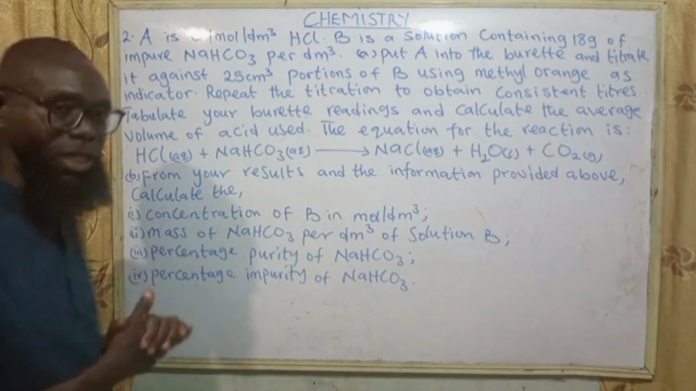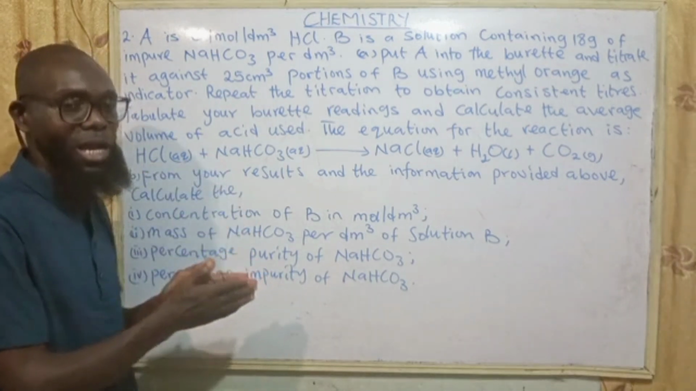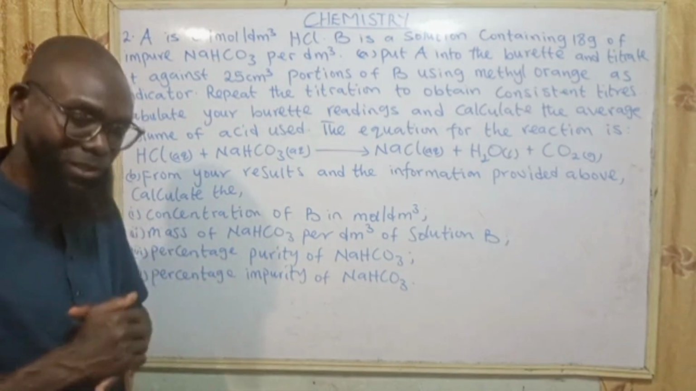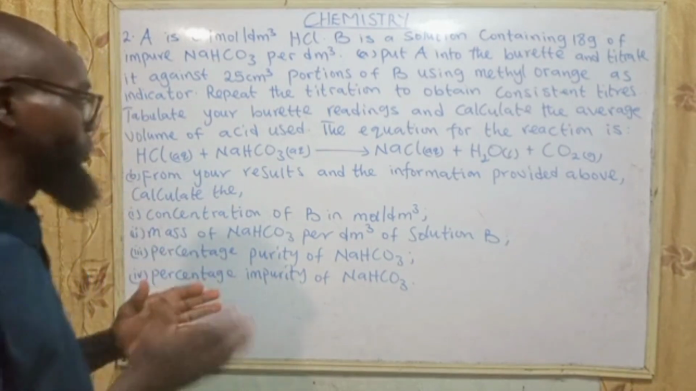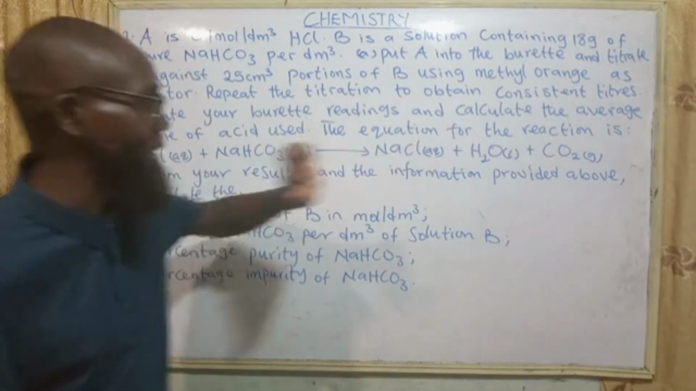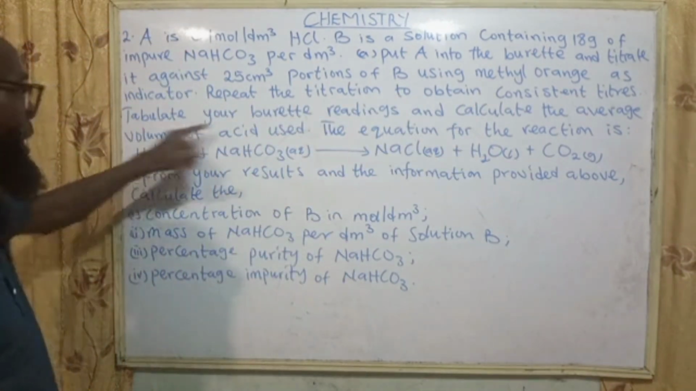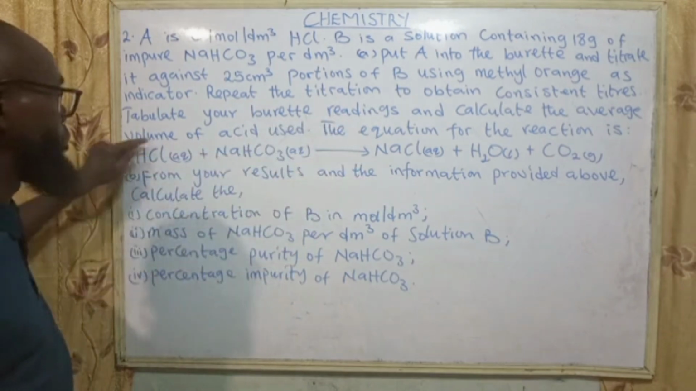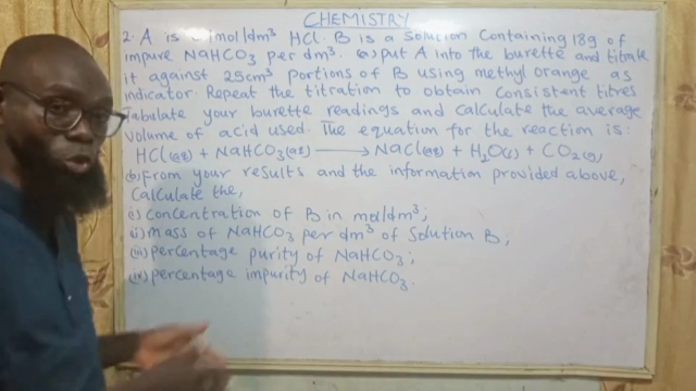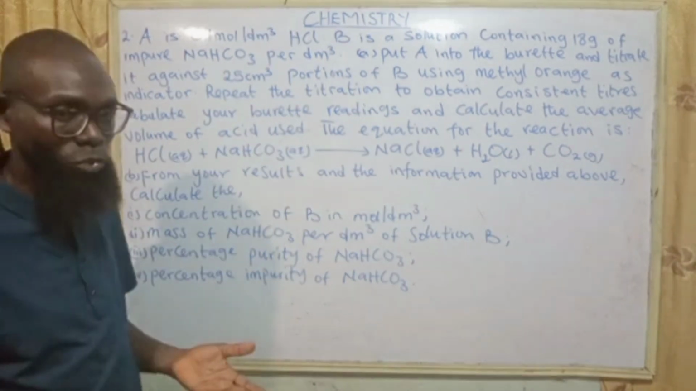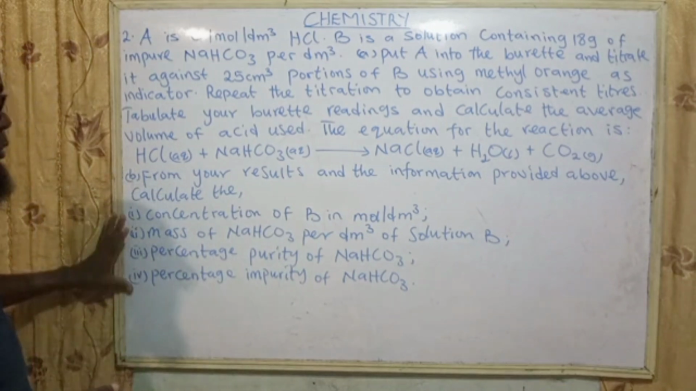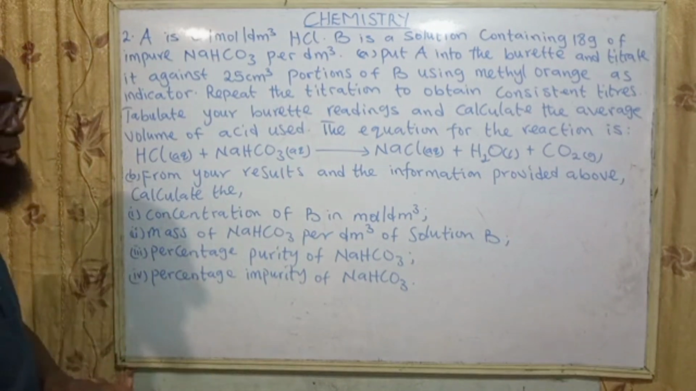It is assumed you have done your titration and you've gotten your average volume of acid used. Let's assume it is 24.60. So we're going to be using the volume of acid used as being said here. We have done the titration and we got our average volume of acid used as 24.60. Fine. Then let us now move on with this calculation. Let's start to calculate this one after the other.